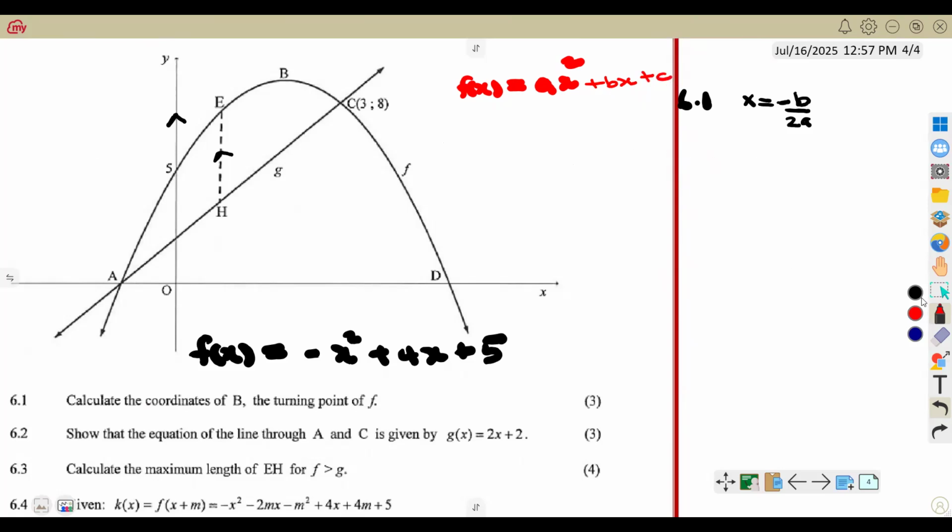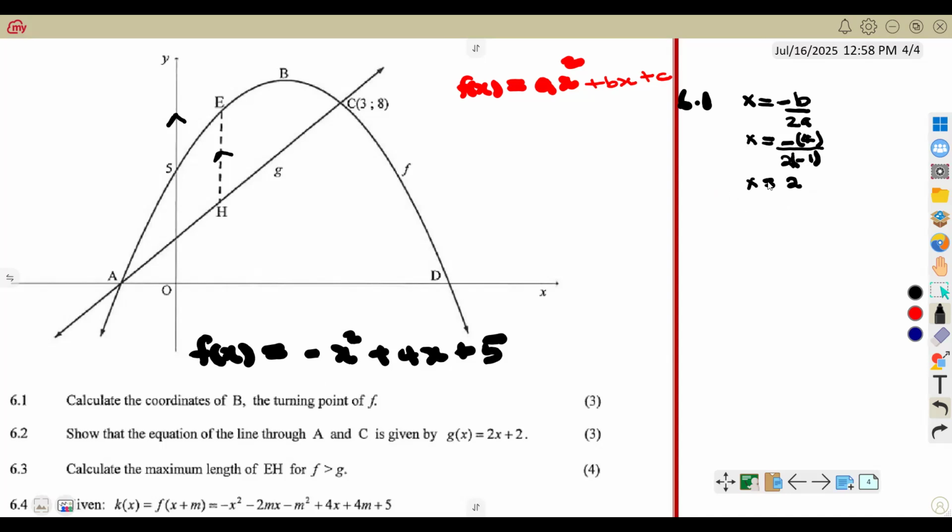So in this case, we can now see that our x is equal to a negative, our b in this case is 4, which is the coefficient of x, all over 2a. Our a in this case is -1, the coefficient of x squared. So we would realize that eventually our x is equal to 2.